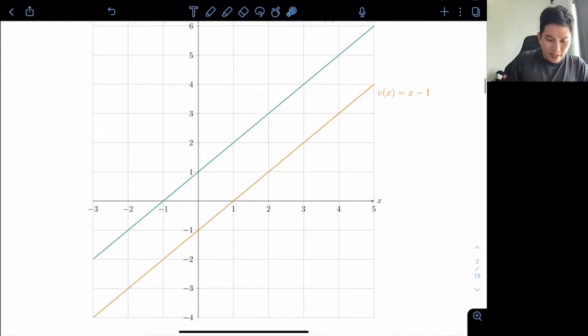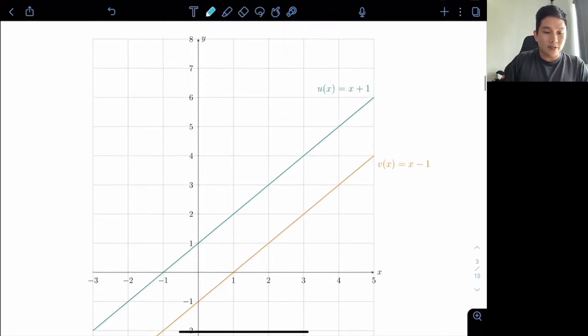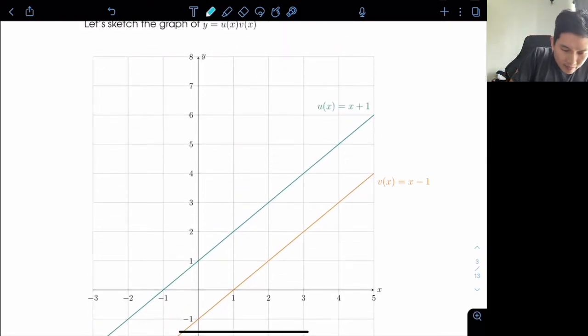So starting from the leftmost, when x equals negative 3, our green graph is going to be negative 2. Yeah, negative 2. Our orange graph is going to be negative 4. So negative 2 times negative 4 is going to give me positive 8. That means my quadratic graph will pass through -3, +8.